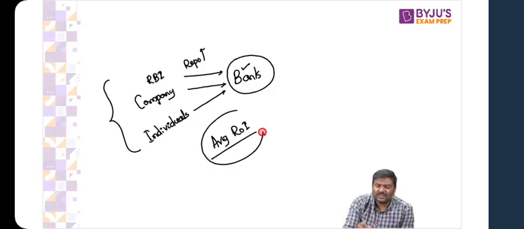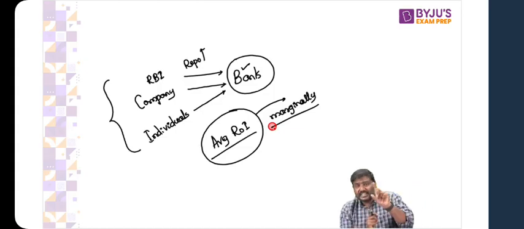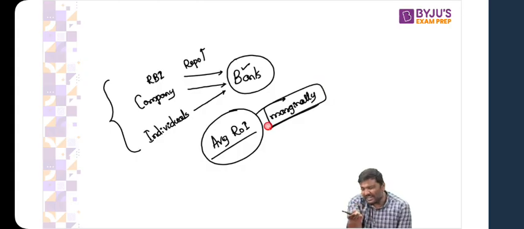Let me know. All of you okay with this? The repo rate has increased, which means the cost of funds, the average rate of interest paid by the bank, has changed marginally. This is basically nothing but marginal cost of funds. It might increase only by 0.05%. It might increase by only 0.002%. That is marginal cost of funds.